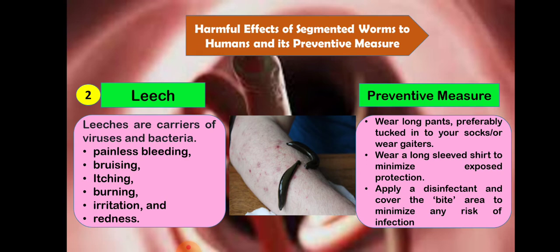So the next segmented worm that has harmful effects to humans is the leech. Leeches are carriers of viruses and bacteria. Some of the symptoms that you may feel when infected by a leech are the following: painless bleeding, bruising, itching, burning, irritation, and redness.